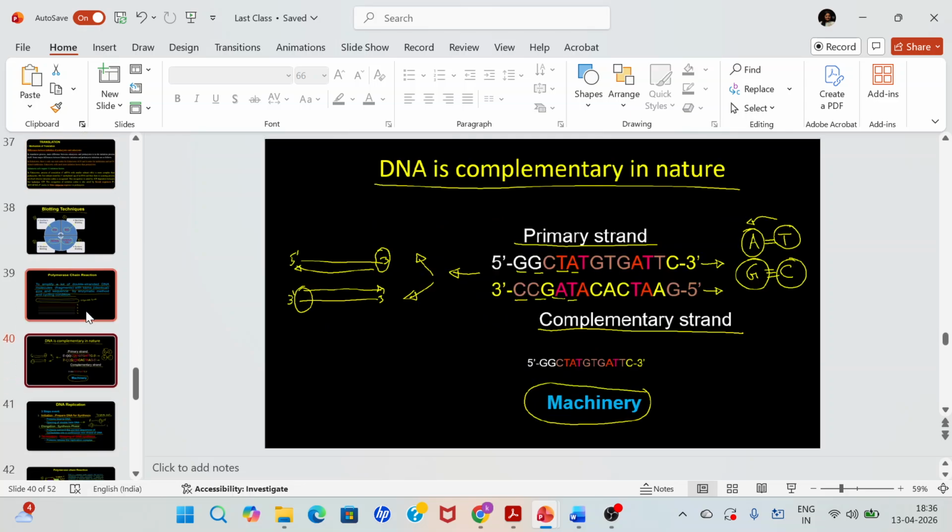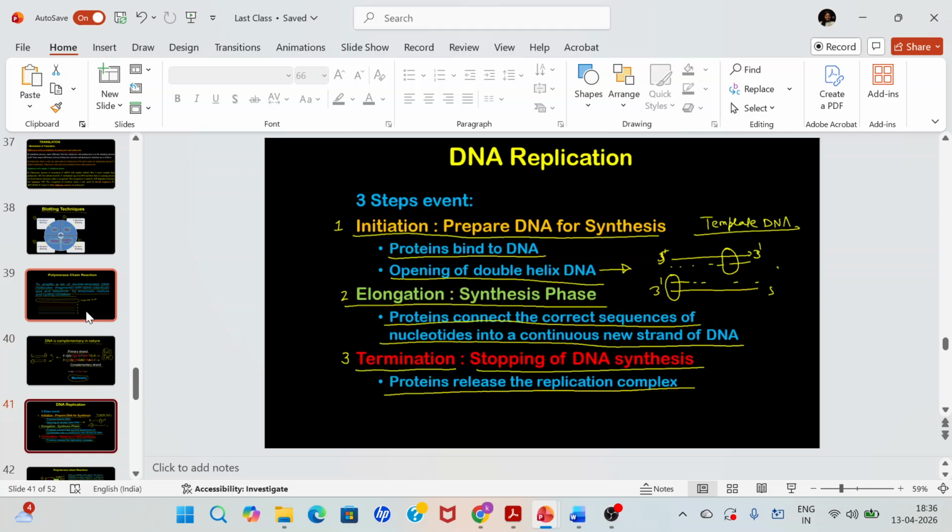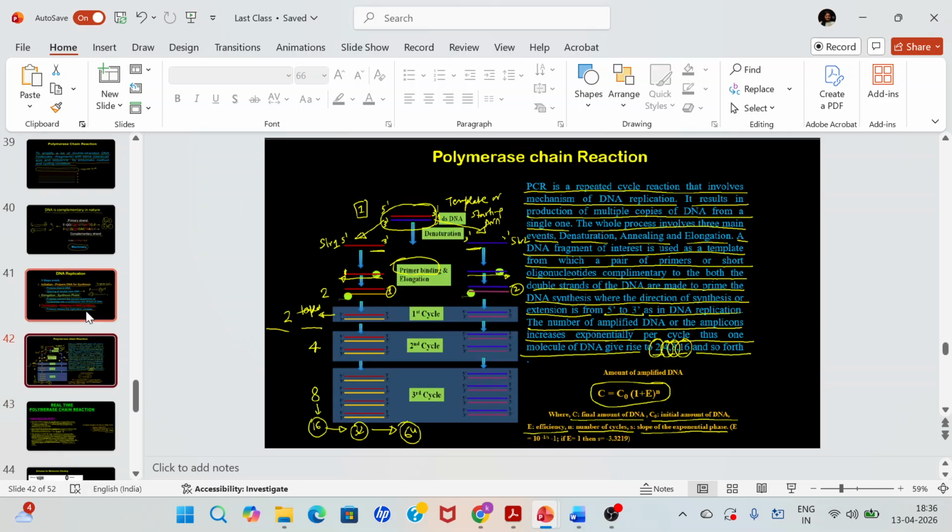Okay. So DNA is complementary in nature. It was proven there in the lecture. We are not going into the details. Again, no details about DNA replication. It is initiation, elongation, and termination. Initiation is to prepare DNA for synthesis. Elongation is the synthesis phase. Termination is the stopping of DNA synthesis. Now, the formed DNA or gene of interest will be released into the solution. Okay. So this was the polymerase chain reaction defined here. We are again not going into the details.